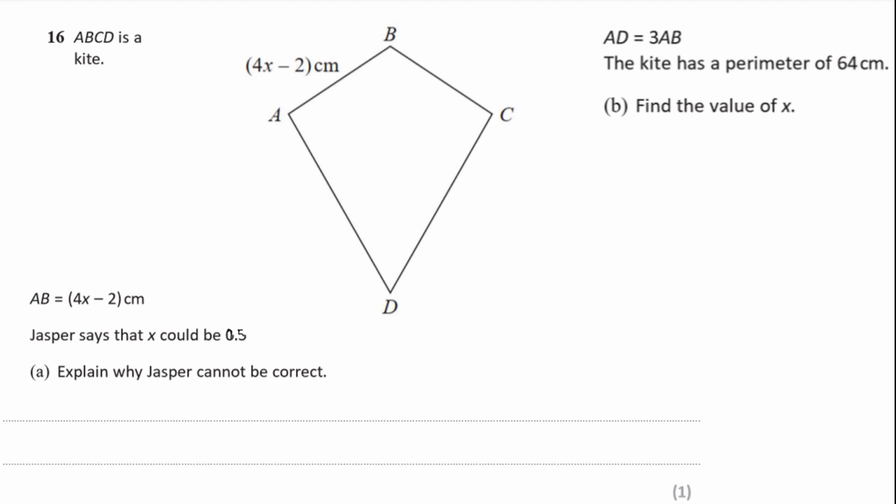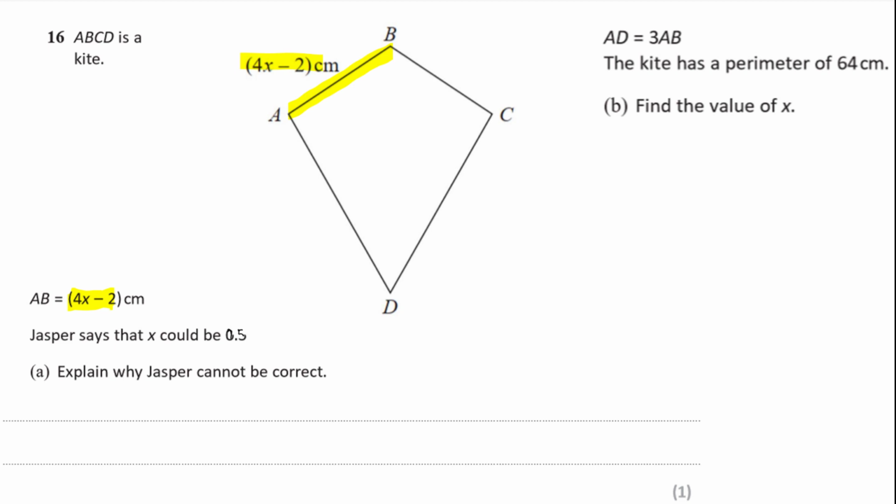Question 16. ABCD is a kite. And we've got the picture of the kite here, and we've been given one of the sides of the kite, haven't we? And it says AB equals 4x minus 2. Well, that's the same thing, isn't it? AB is this side here, is equal to 4x minus 2. Jasper says that x could be 0.5. Explain why Jasper cannot be correct.